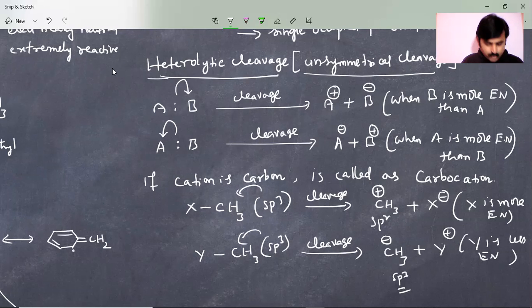But in the case of the carbocation, it is not like that, because the one electron is completely lost. So there is an empty orbital in the case of the carbocation. So carbocations will exhibit acidic nature. Carbanions will exhibit basic nature. That is the information we have.